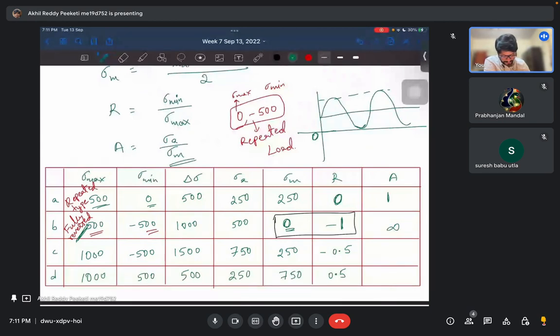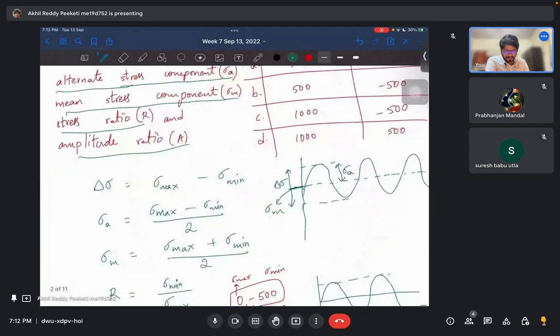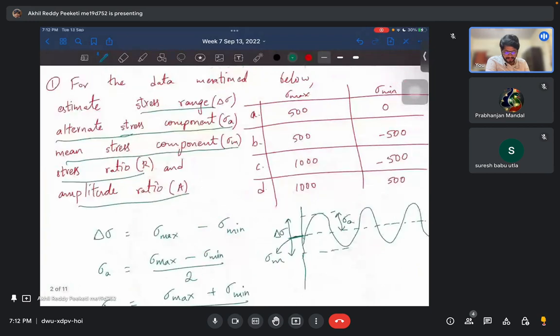And 50. This would be 750 by 253 and 250 by 750. So 1 by 3. Okay. So this is how you can estimate all the components for a given stress system if you are given sigma max and sigma min. So in the same way you can actually interrelate these also.